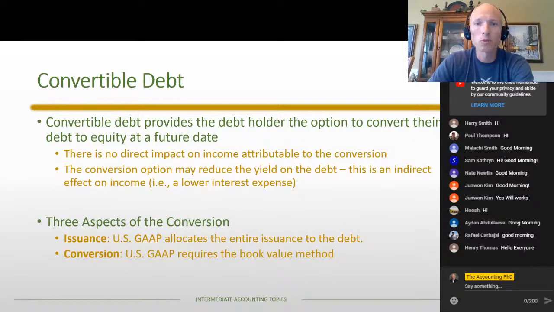At conversion, U.S. GAAP requires what's called the book value method. And again, just to explain, that means you take the debt off the books and you bring the equity on the books, and there's no gain or loss. And so you're just using the book value method.